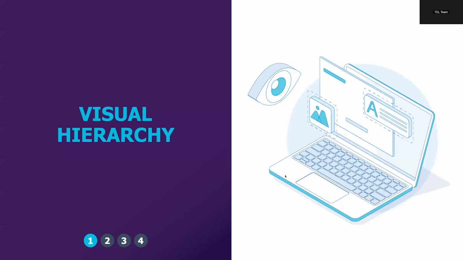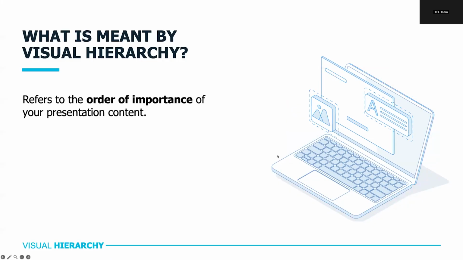So visual hierarchy, it speaks to the order of importance of our content on screen. So at a basic level, if you're looking at something like a Word document, a PowerPoint slide deck, or even in the rich content editor within Canvas, the most obvious place where that would manifest itself is in your header settings. So you have heading one, heading two, heading three, heading four.